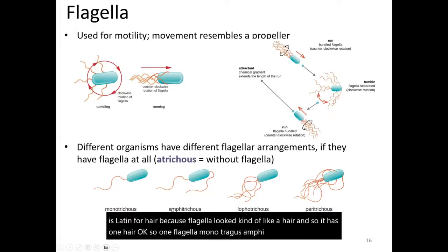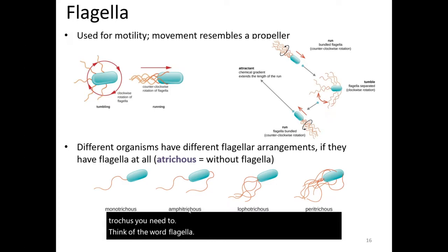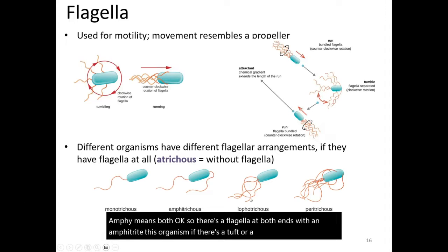Amphi means both. So this means there's a flagella at both ends. Okay, so anytime you see trichous, you need to think of the word flagella. Amphi means both, so there's a flagella at both ends with an amphitrichous organism. If there's a tuft or a cluster or a group of flagella only at one end of the bacteria, we refer to that as lophotrichous. Okay, so lophotrichous means there's a tuft of flagella at one end of the cell.